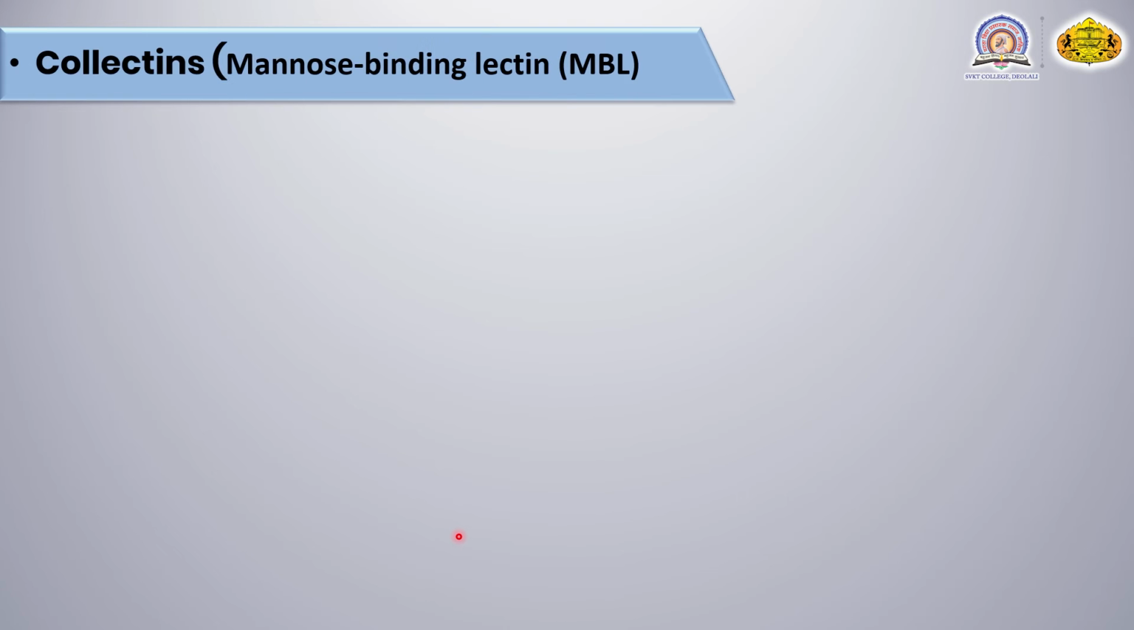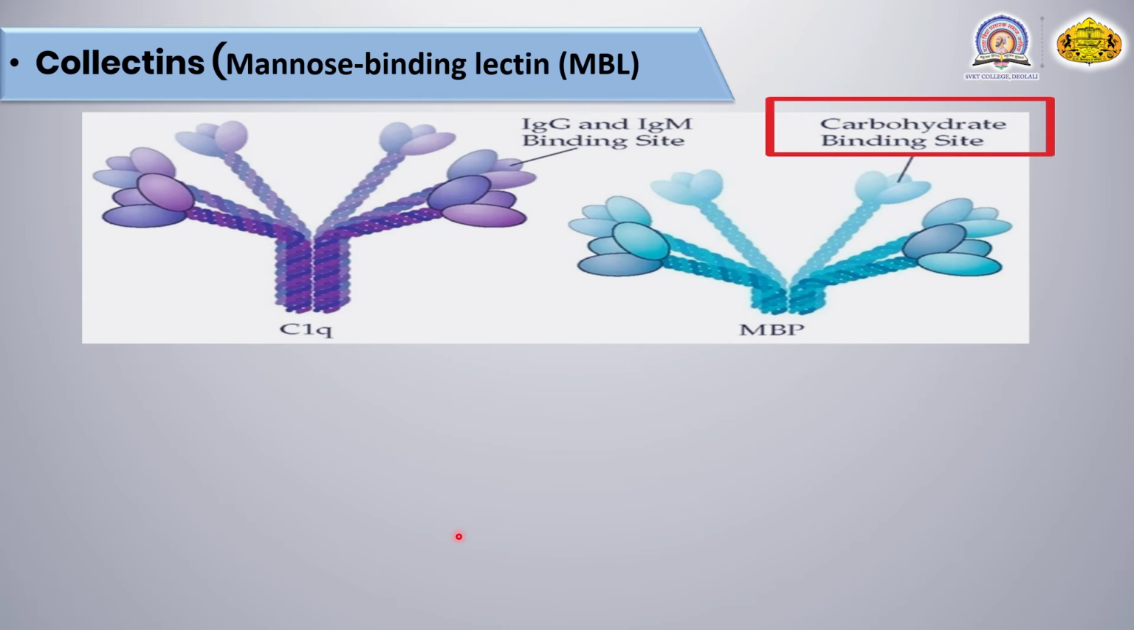Now in this next slide, the other example is the collectins, which are commonly called mannose binding lectin or MBL. These mannose binding lectins are specific chemicals secreted by microorganisms that contain mannose, or on the microbial cell surface there is a presence of polysaccharides, the polymannose or mannose sugar. So against them, this is C1Q.